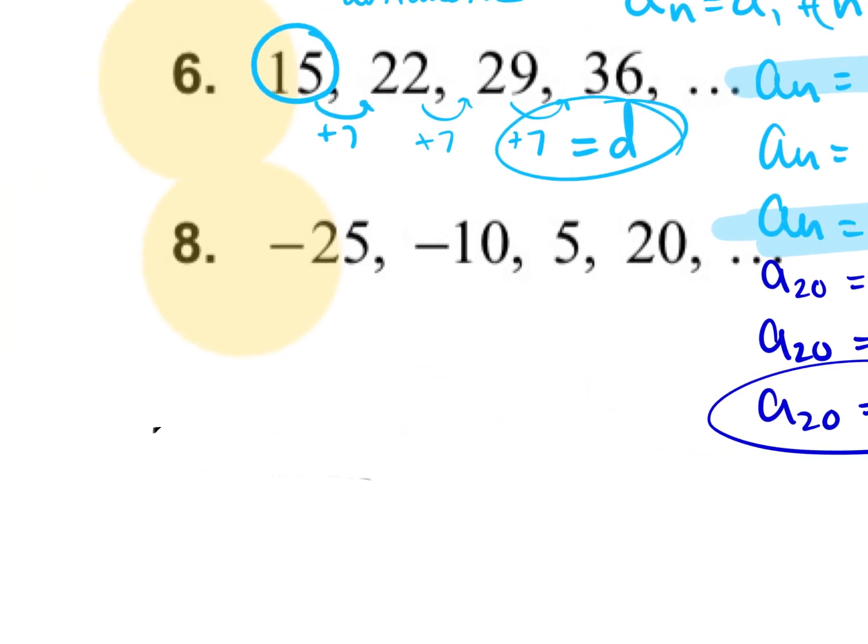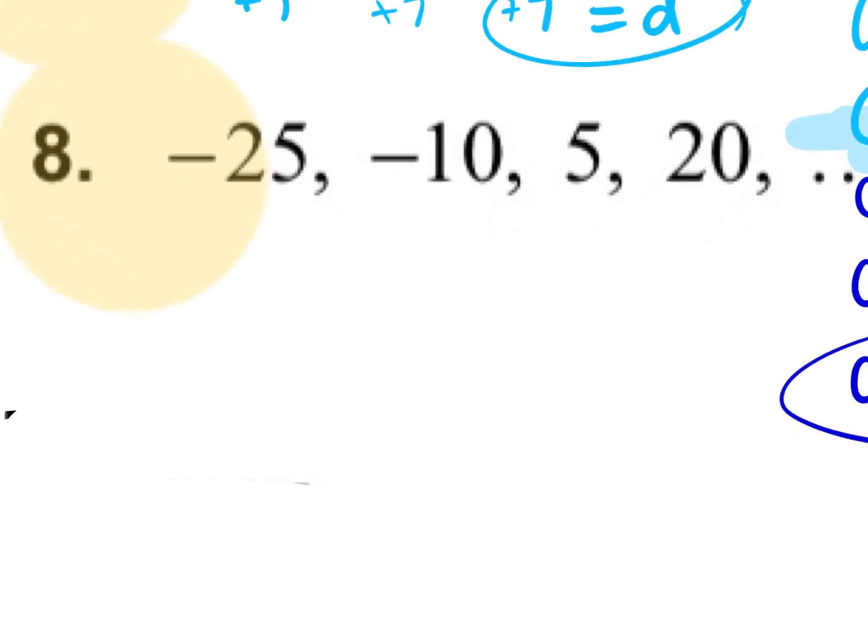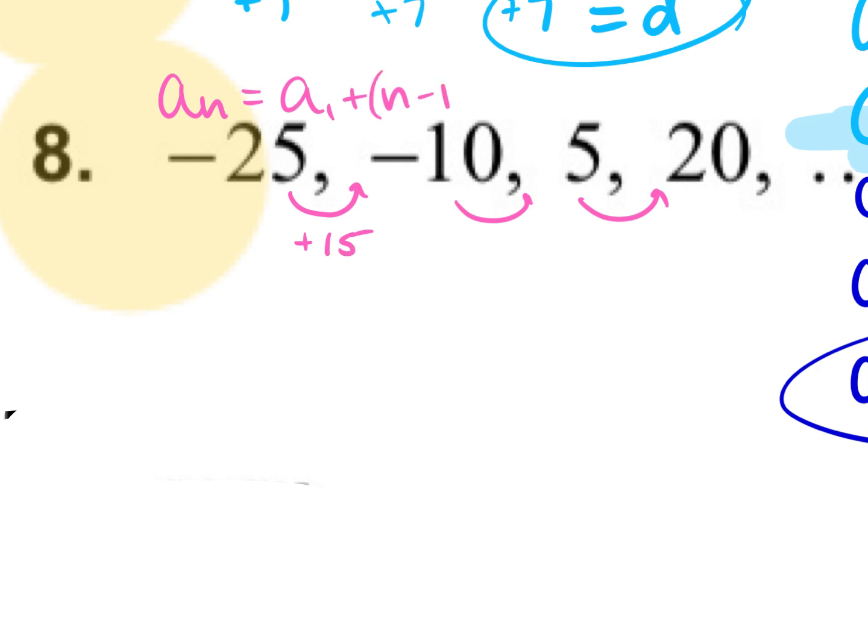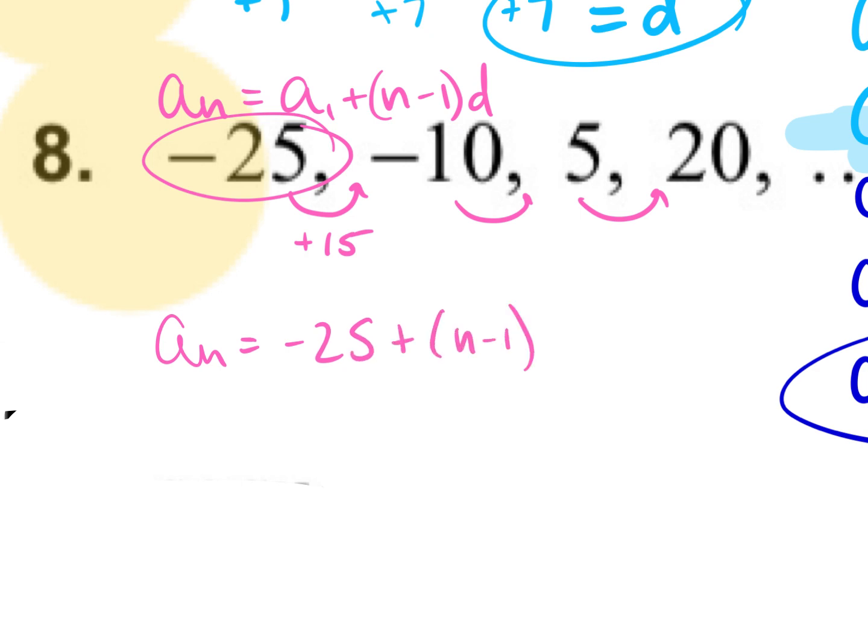Let's look at 8. So what are we adding to get from one number to the next? 15, awesome. So when we write our rule, our formula is a sub n is equal to a sub 1 plus n minus 1 times d. So what's our first term? Negative 25. So a sub n is equal to negative 25 plus n minus 1 times, what's our common difference? 15.